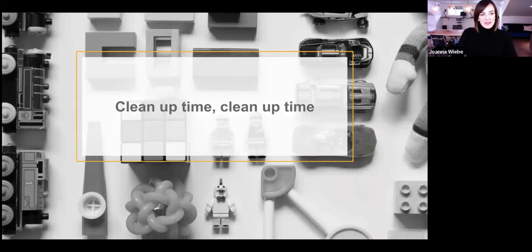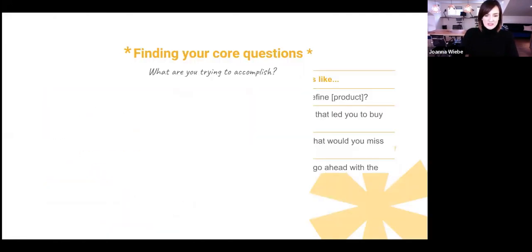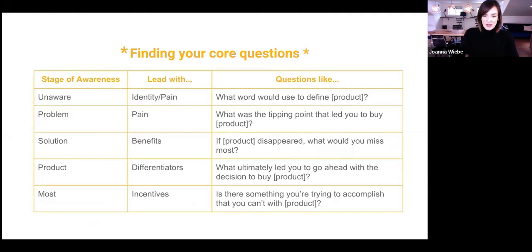There is a question back on the screen. I mentioned that in a screenshot. Martha asked about the problem and product questions. She said they both look similar. The problem question, what was the tipping point that led you to buy, and the product question, what ultimately led you to go ahead with the decision to buy, feel like the same question, but they're nuanced. Do you have any thoughts on that?